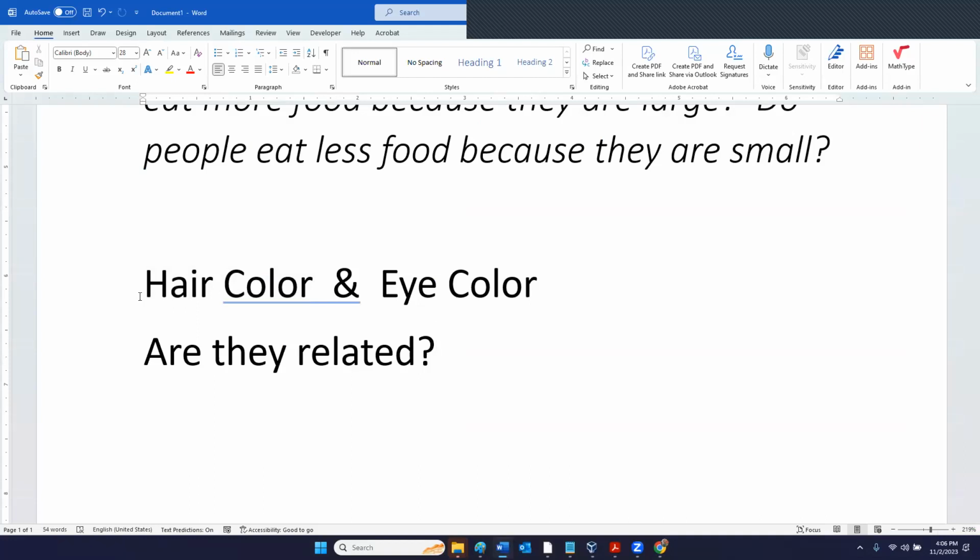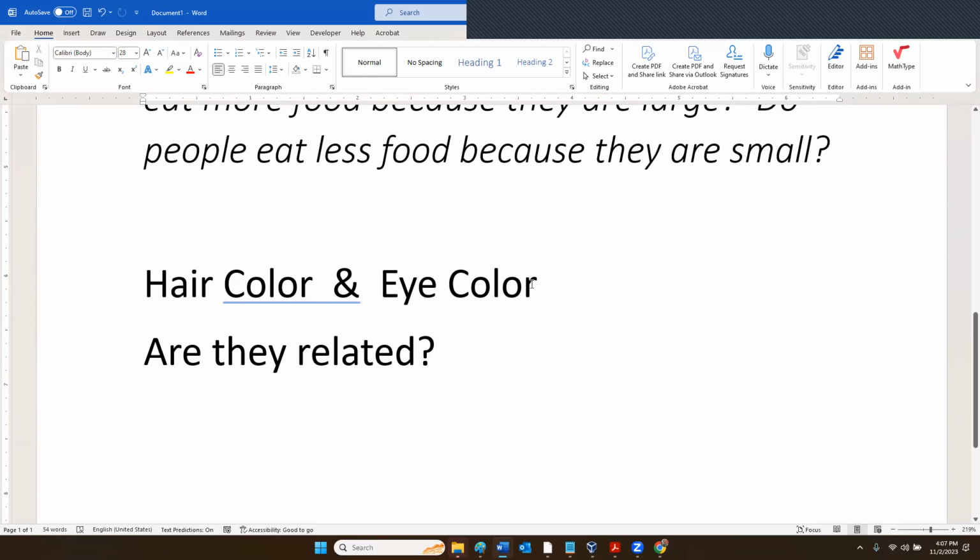I can have blonde haired people that have green eyes and blonde haired people that have brown eyes, and I want to know if they occur in the same frequency. If they don't, there has to be some relationship there. Maybe the gene for blonde hair is on the same chromosome as blue eyes. Maybe there's some genetic connection, a correlation.